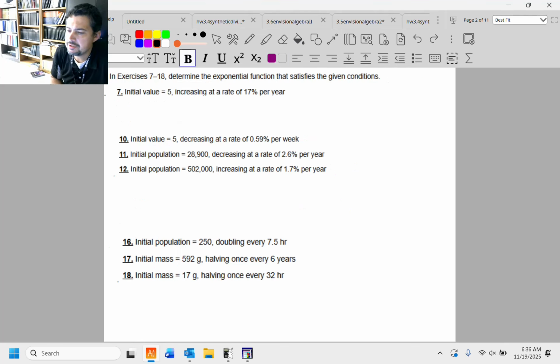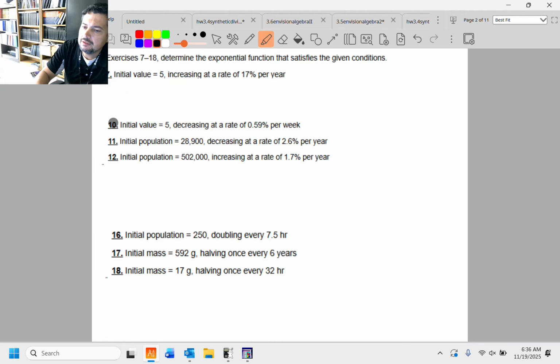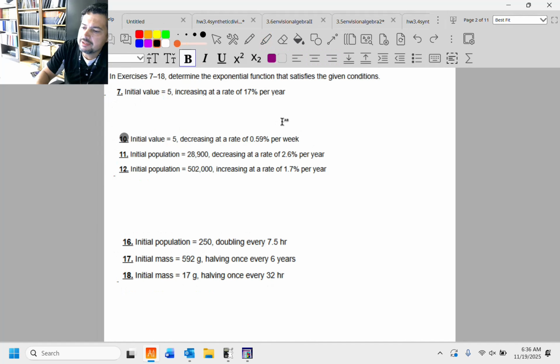All right, in exercises 7 through 18, determine the exponential function that satisfies the given conditions. Let's look at 10. I do feel that with a pre-calc class, I should be able to make a pretty good jump here. But this would just be an initial amount of 5. If I decrease by 59% per week, I only have 41% left. And then we just raise it to the x or the t or whatever variable you like.